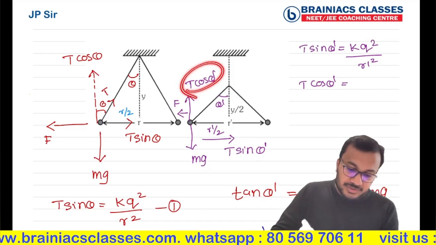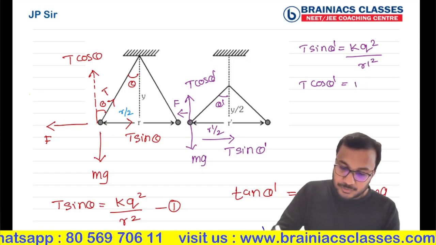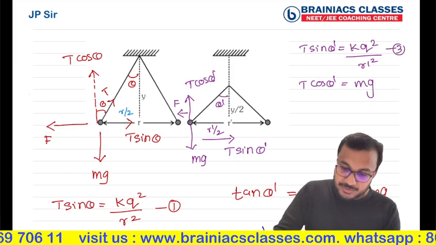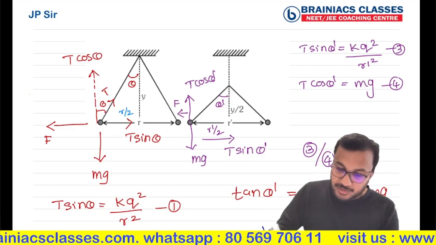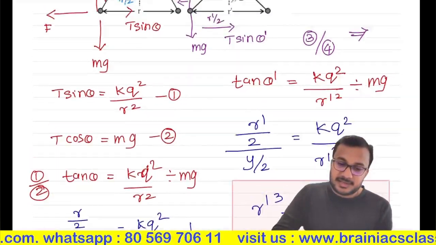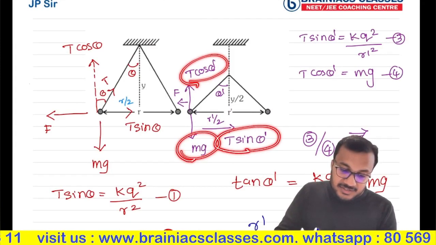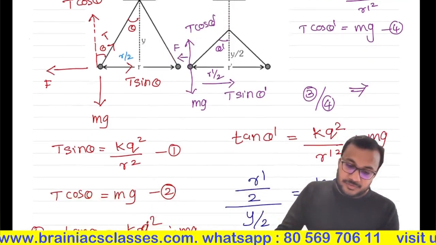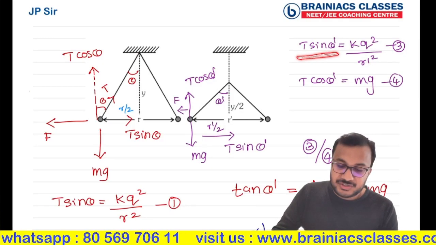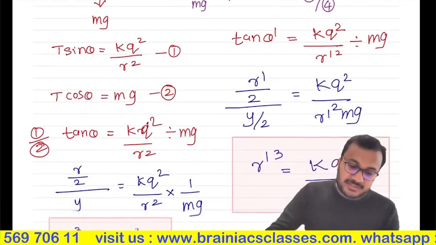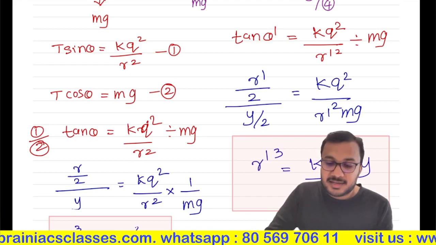T cos theta dash, the opposite forces are equal. So T cos theta dash is equal to mg. So equation number 3, equation number 4. Now we divide equation number 3 by equation number 4. So sin theta dash by cos theta dash, tan theta dash, is equal to kQ squared by r dash squared divided by mg.